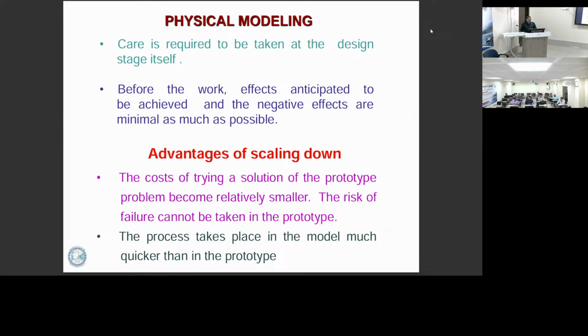Then the process takes place in the models much quicker than in the prototype. Suppose you want to have some river training works like construction of spurs. Alignment, orientation, everything is required to be taken up carefully at the site. In the model, it is half a day's work. You put one small barrier like a spur, and we can see the performance of that spur on the model quickly. That's why the process is quicker than the prototype. You cannot play with the prototype, so these things can be done in the model.